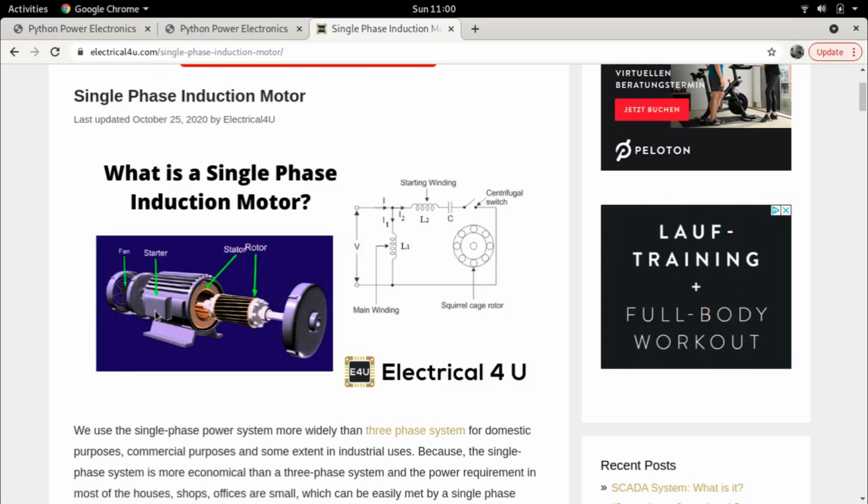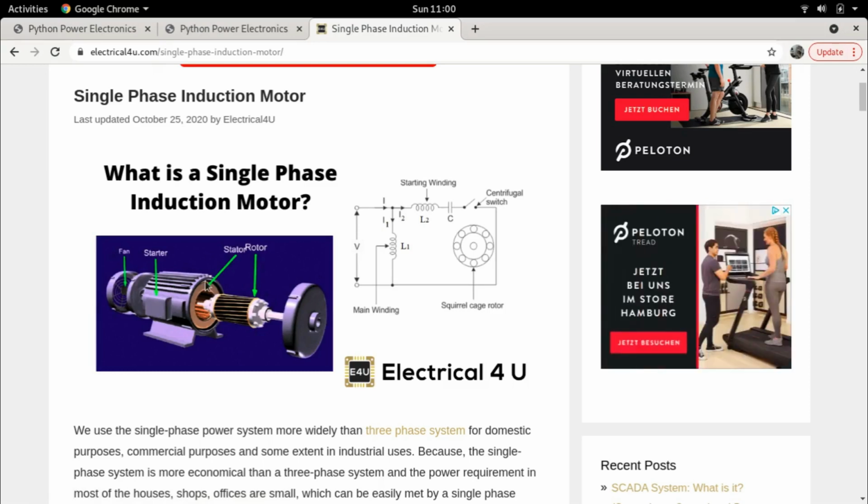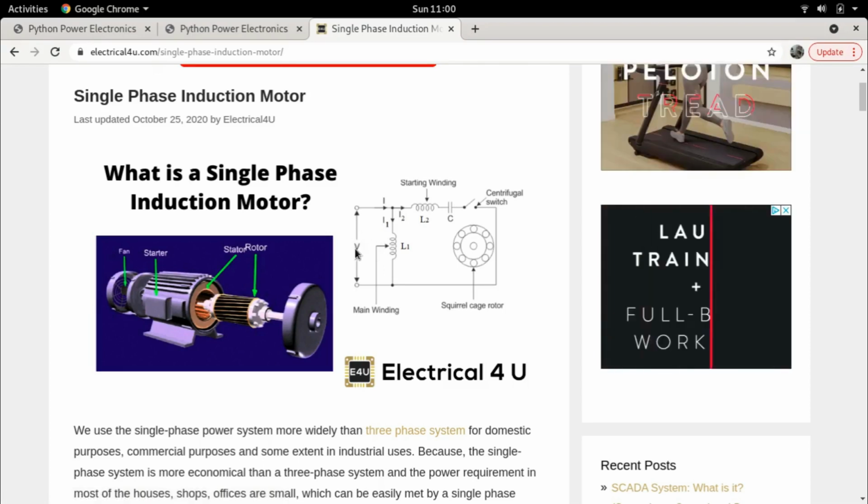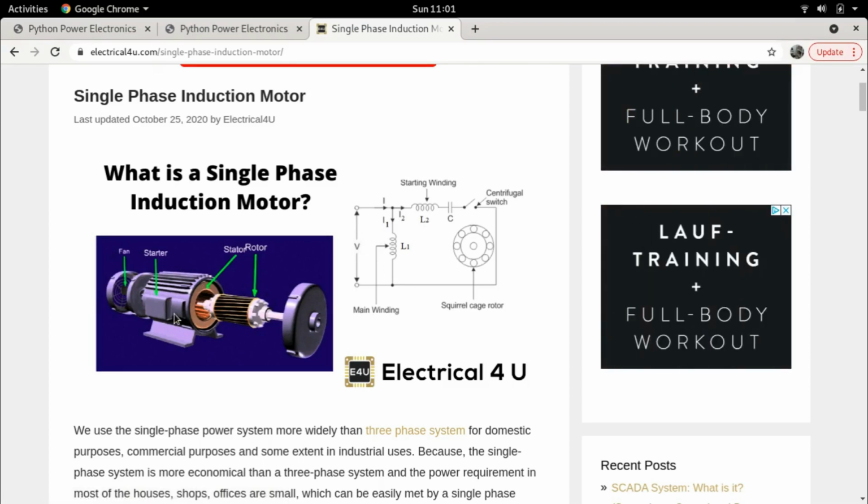So therefore, our model must reflect the effect of this voltage, which is of course an AC quantity, and also it must reflect any changes in the voltage on the machine itself.